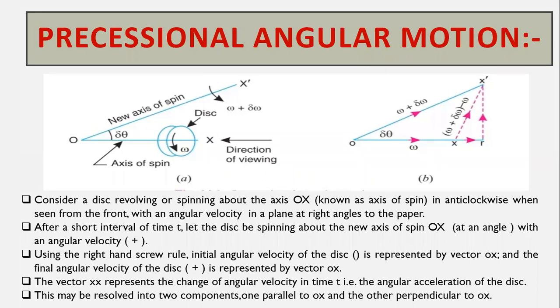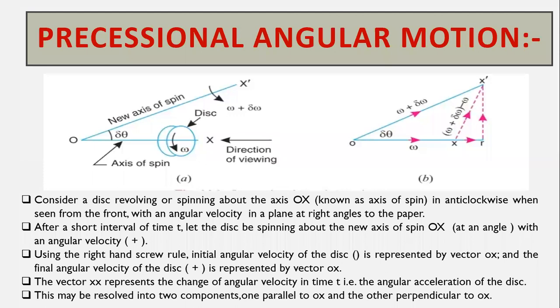Let us consider a disk revolving or spinning about the axis OX. You can see in the picture also, there is only one axis. OX is the major axis or main axis, that is known as the axis of spin. The disk is rotating in the anti-clockwise direction with an angular velocity of omega. So omega is the angular velocity here.